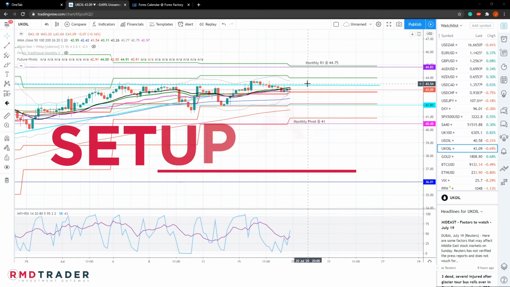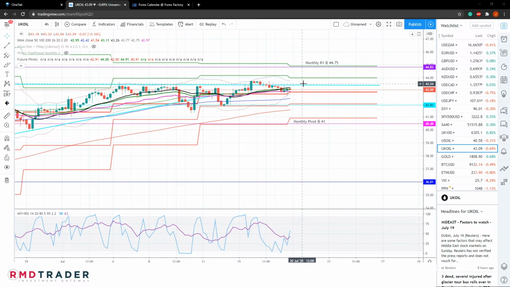So should we see a close above the $43.50 level, we can probably expect price to then move to that $45 level. However, if we manage to see price break below our weekly pivot level, and I think also importantly our 4-hour 100 SMA, if price were to close below that, it's possible that we can see price move to support at $42.50. That would be around this area over here, because like I mentioned, that would be our 100 SMA.